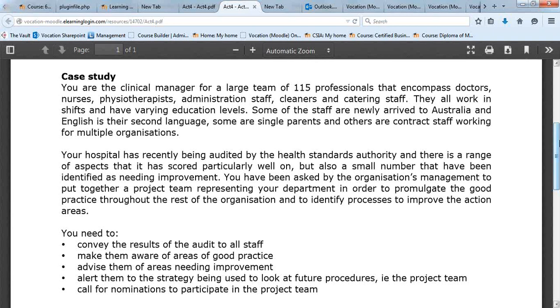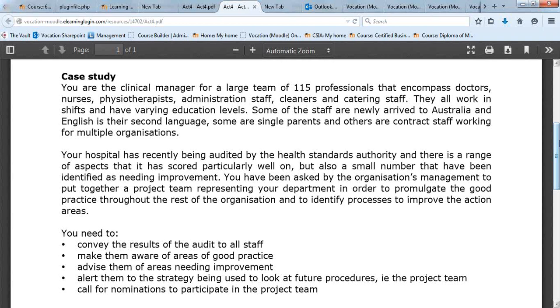So you need to, first of all, make the results of the audit available to all staff, and you need to also make them aware of areas of good practice and areas where they need improvement, and alert them to the strategy being looked at for future procedures, and call for nominations to participate in the project team. So what are ways that you can therefore communicate the results of the audit to the team?